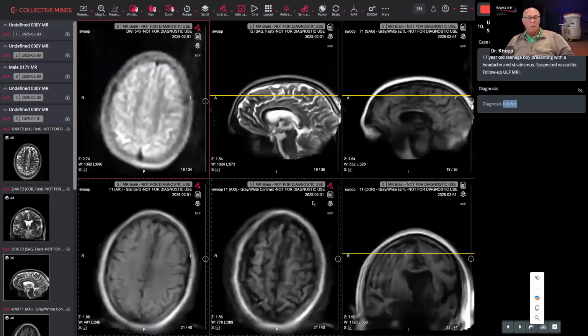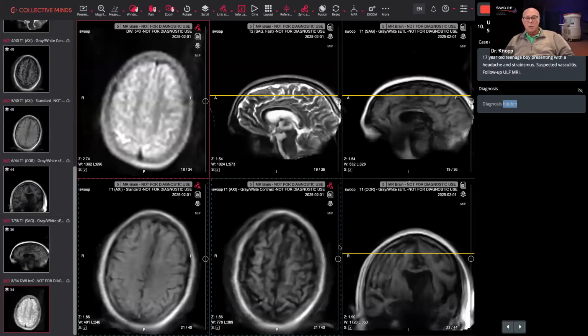And here we have swoop images. First thing, just to note, there is some patient motion on some of the images. And also, in contrast to some of the other studies, he's not as positioned as high in the coil.